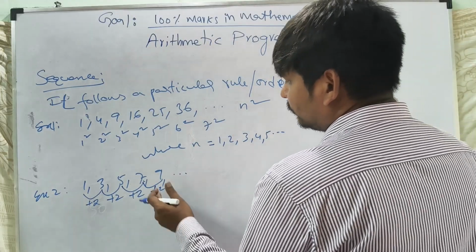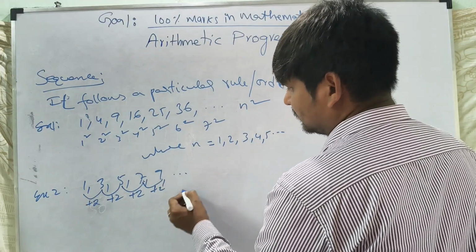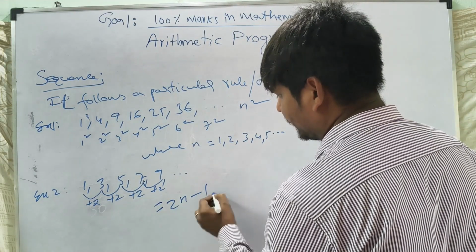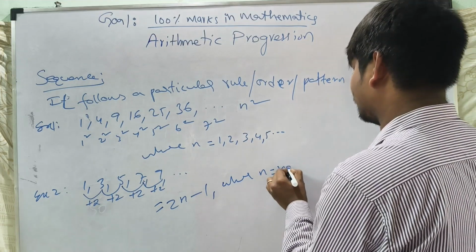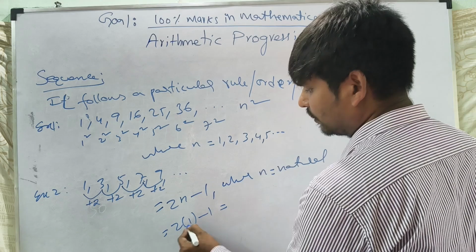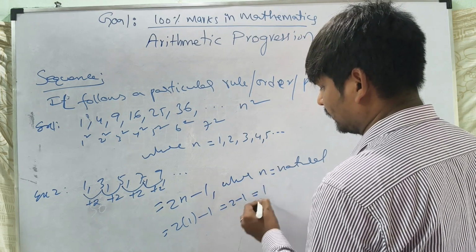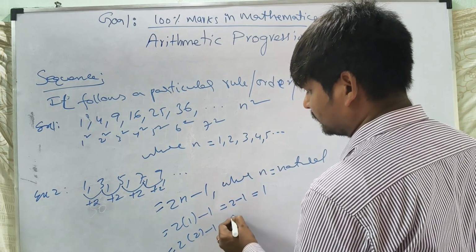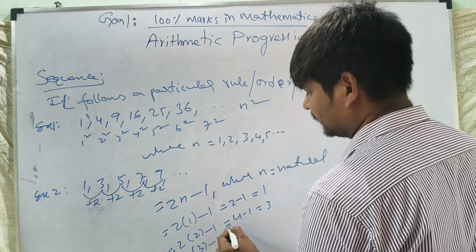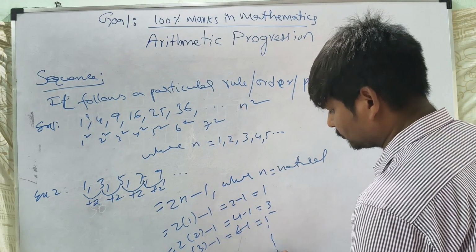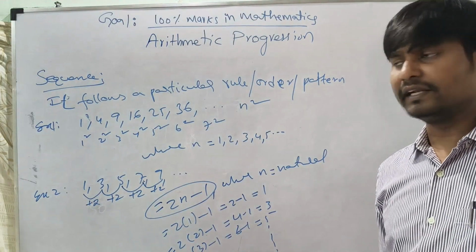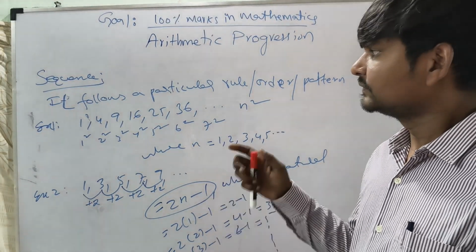Now we need to derive a formula for this. Can we write it as 2n minus 1? Yes or no? Where n is equal to natural numbers. See, substitute n equal to 1: 2 into 1 minus 1. 2 ones are 2, 2 minus 1 is 1. Now 2 into 2 minus 1: 2 into 2 is 4, minus 1 gives 3. Now 2 into 3 minus 1 gives 6 minus 1, which is 5. And so on it is going on. That's why we can write it in the form 2n minus 1. Clear?